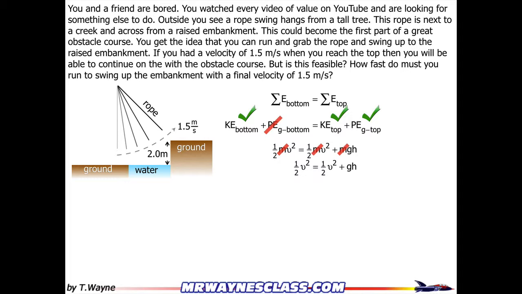It's very tempting to mark out the 1/2 v squareds, but they're different. The one at the bottom uses the velocity at the bottom, and the 1/2 v squared on the right-hand side uses the velocity at the top. So it looks like they're the same, but they're not.